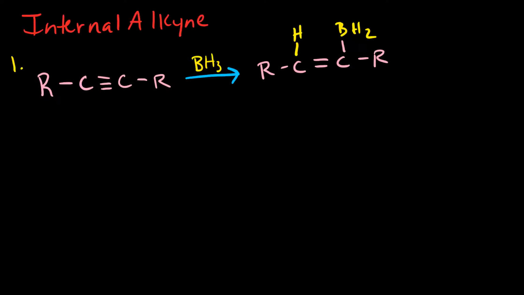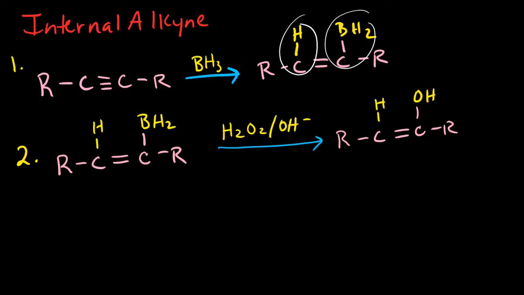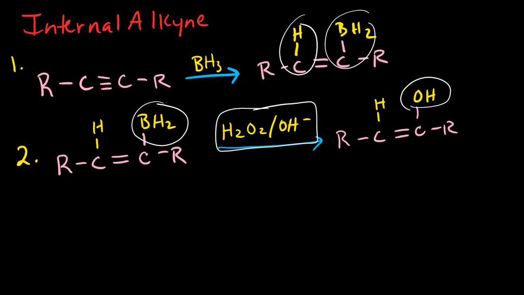You'll see that the mechanism really looks the same as when you do this process with an alkene. You get the boron on the one side and a hydrogen on the other side. And then during the second step, the oxidation step, wherever the boron is where the hydroxyl group ends up.